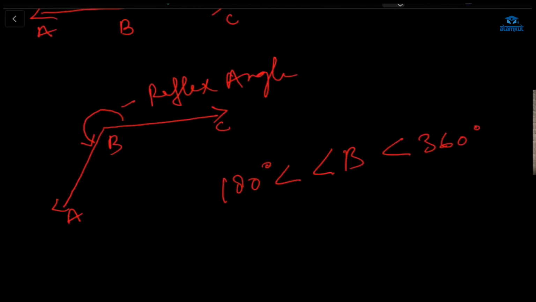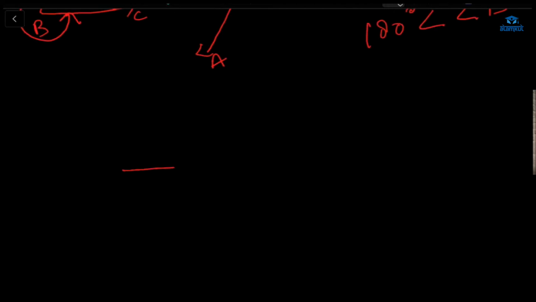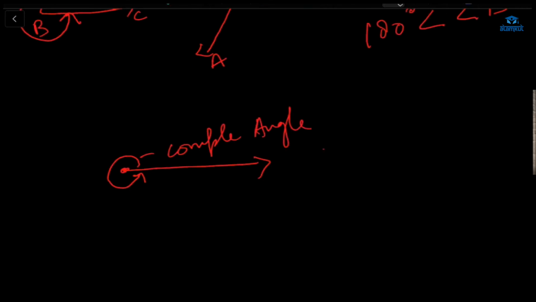Now comes your complete angle. The complete angle is equal to exact 360 degree. It is the whole circle. Okay, understood? Any doubt in the types of angles? So these are the different types of angles.